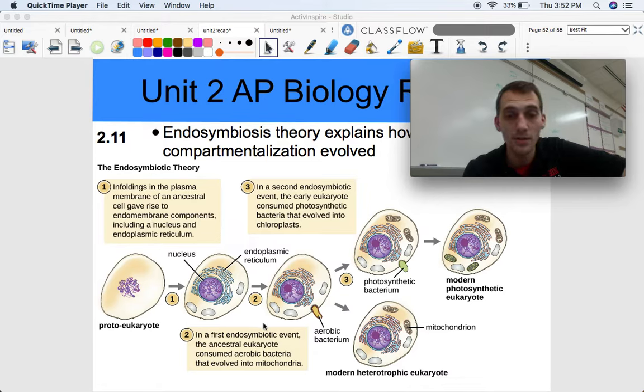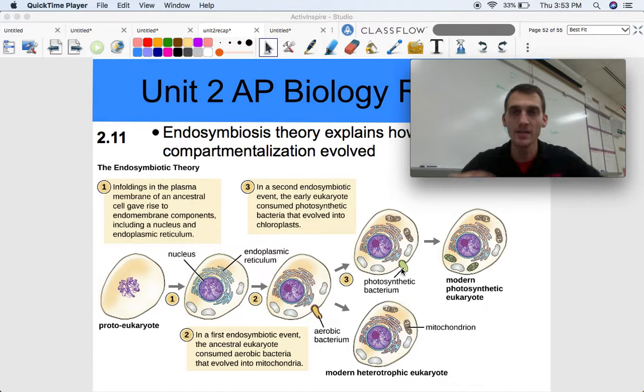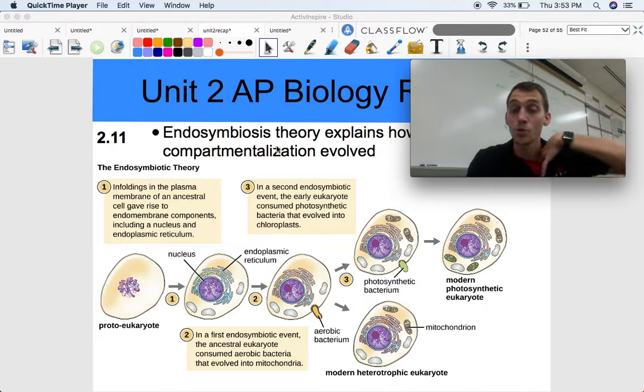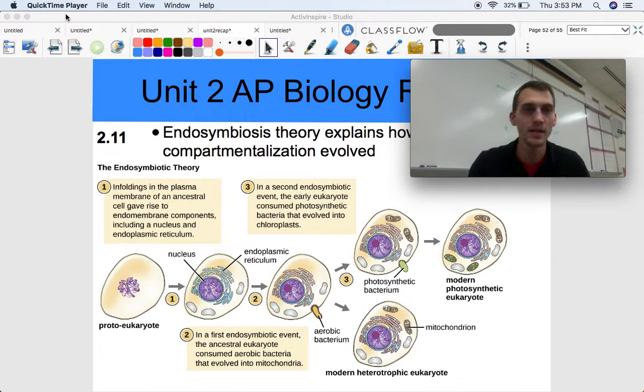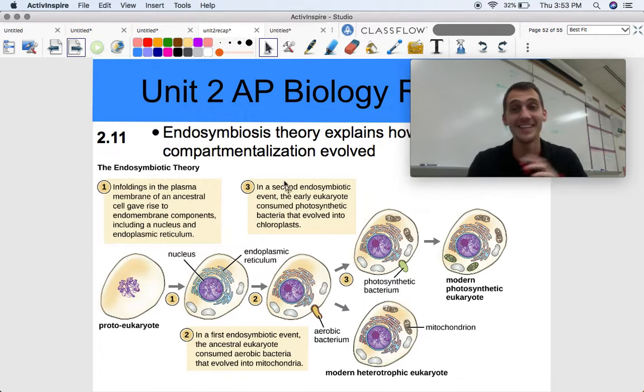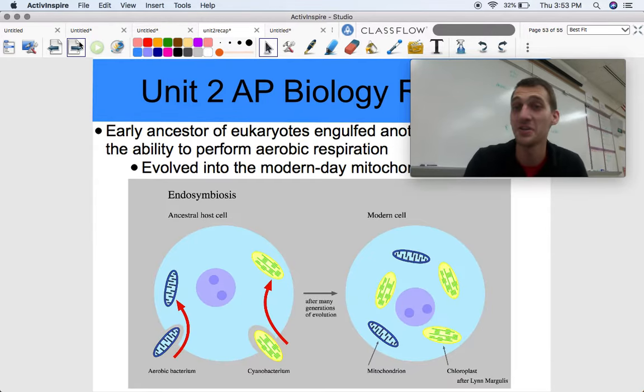And then the first endosymbiotic event: an aerobic bacterium, one that can use oxygen to make ATP with glucose, was swallowed up by this older cell. That evolved into the mitochondrion. Then a photosynthetic bacterium, one that can take light and store that energy in glucose, was swallowed up by a larger cell, and they decided to live together. It sounds crazy, but that's how the chloroplast evolved.